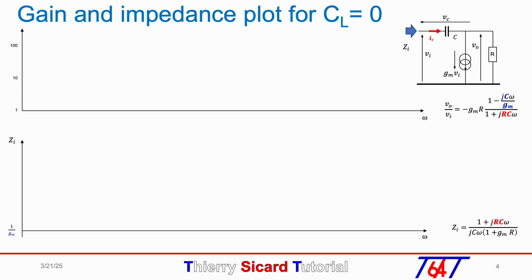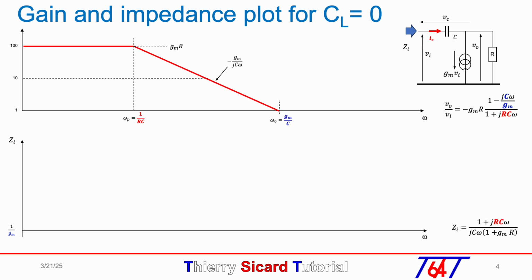After calculating the gain and impedance equation, we will plot them graphically. We will begin by plotting the DC gain GmR, assuming it is equal to 100, and stopping at the angular frequency omega p equal 1 over RC. We will continue by plotting the gain equal to minus Gm over C omega, and stopping at the angular frequency omega 0 equal to Gm over C, and the gain equal to 1. The gain will then remain at 1 as the angular frequency increases to infinity.